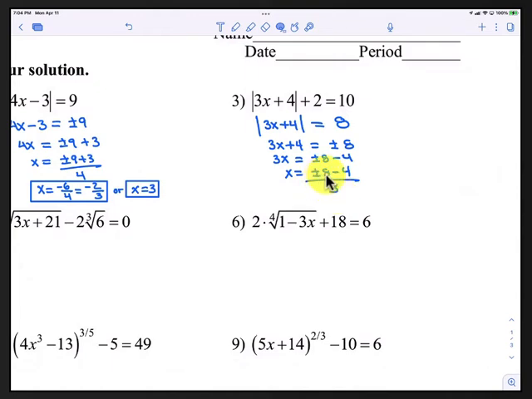Now if we do negative 8 minus 4 and then divide by 3, we'll get negative 12 over 3, which would be negative 4. And then also, if we do positive 8 minus 4, that's 4 divided by 3, which is the fraction 4/3. So we have two answers, 4/3 and negative 4. Both answers do work, so they are both valid.